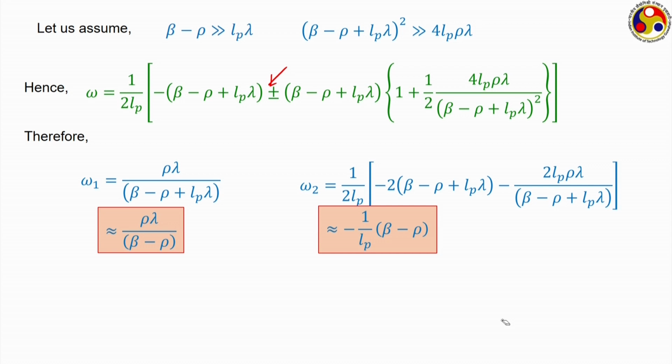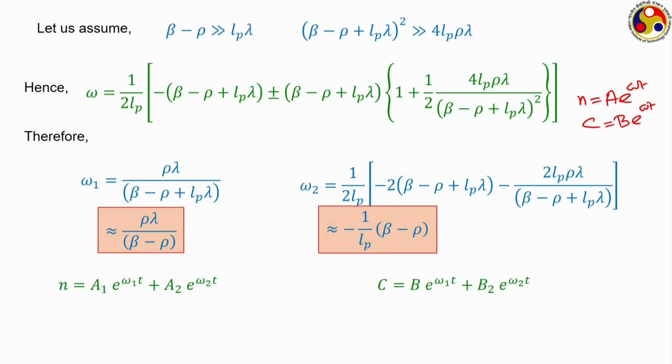So, we are getting two solutions for omega 1 and omega 2 because of the quadratic nature of the original equation. Now, remember the earlier solution that we assumed: n is equal to e into exponential of omega t, and similarly c is equal to b into e to the power omega t. But here we can see that omega can have two values, omega 1 and omega 2, and hence the solution of n and c has to be in an additive form.